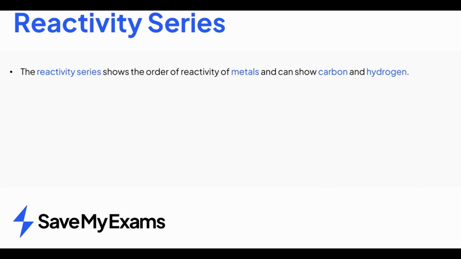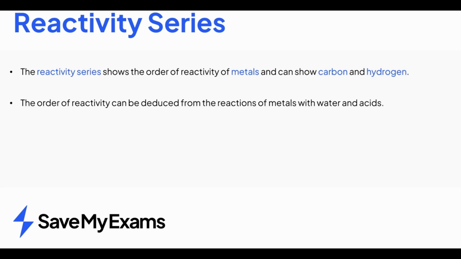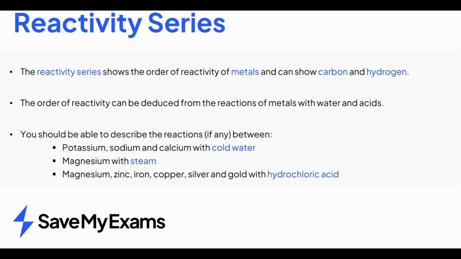In summary, the reactivity series shows the order of reactivity of metals, and you need to learn this order, including carbon and hydrogen. The order of reactivity is determined experimentally from the observations of the reactions between metals with water and acids. You need to be able to describe and give the equations for the reactions between the reactants listed here. Remember that copper, silver, and gold do not react with hydrochloric acid.